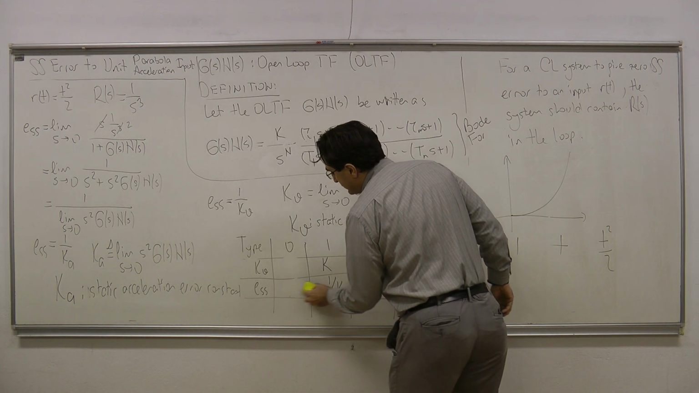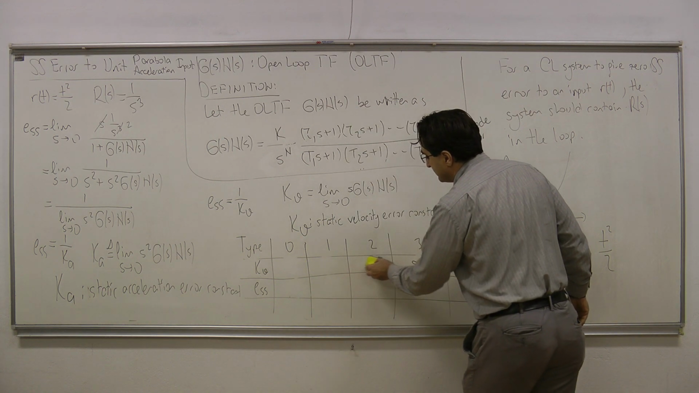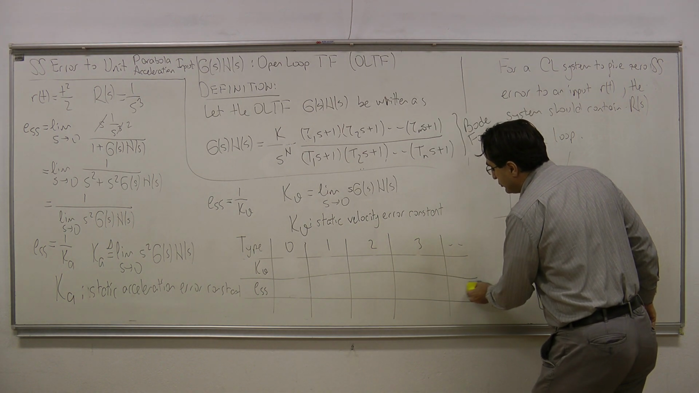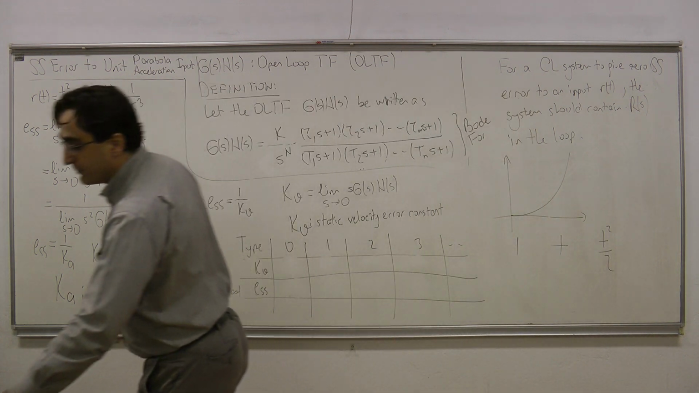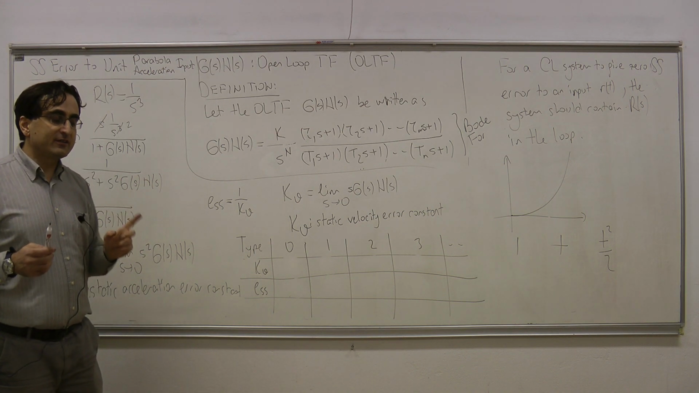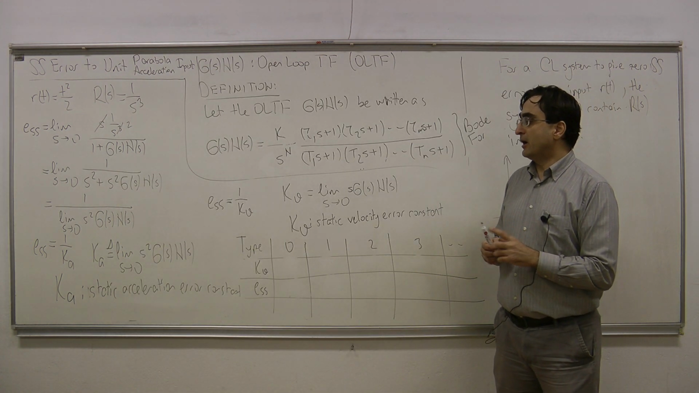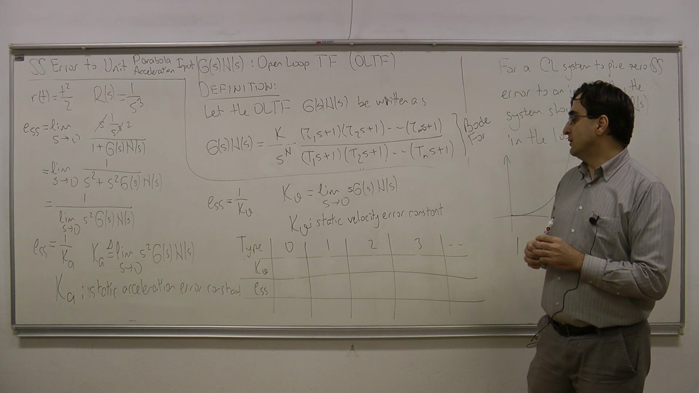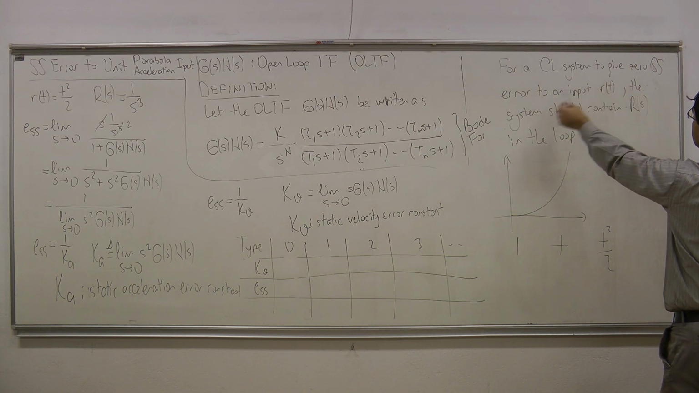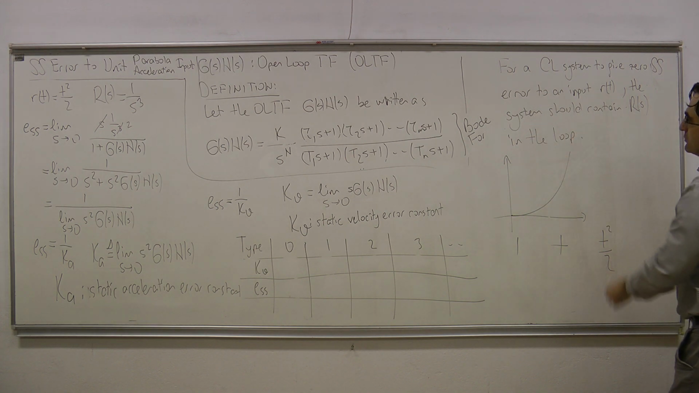I think you need to be able to answer the following question. What should be the type of the system, for that system to give zero steady state error to unit parabola or unit acceleration input? What is the minimum type of the system that is necessary for a system to give zero steady state error to unit parabola input? What is that answer? And here I can use the same principle. For a closed loop system to give zero steady state error to an input R of t, the system should contain R of s in the loop. Okay?